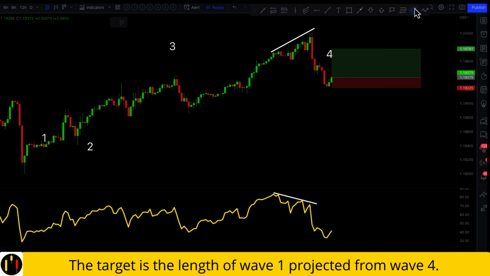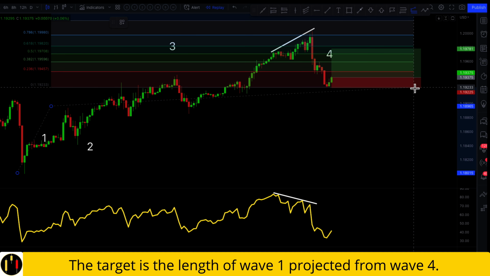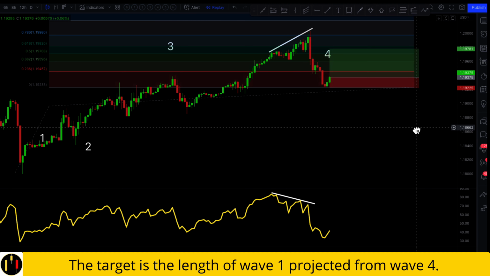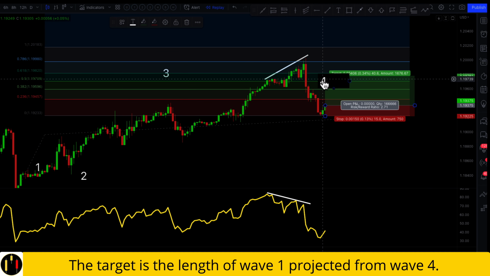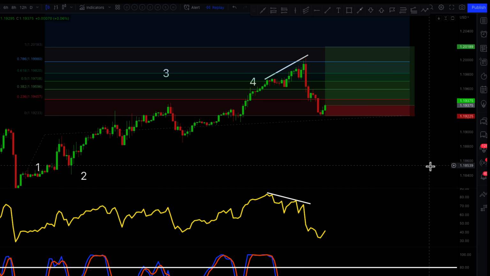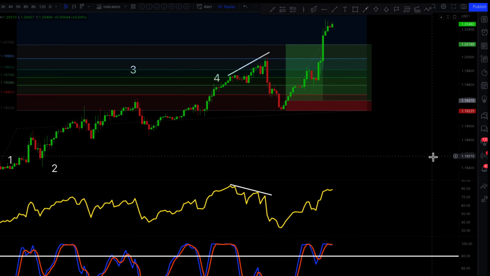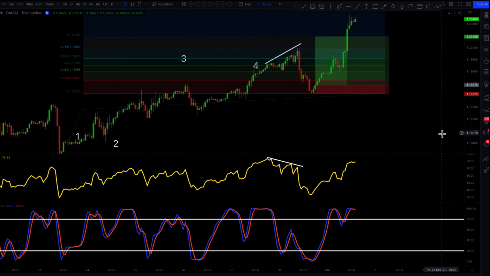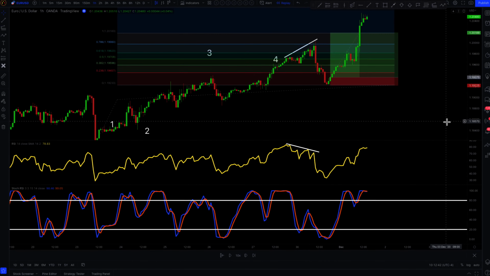Then we are going to draw a Fibonacci projection of the first wave and project it to the bottom of the fourth wave. We are going to set our profit target at the 1-to-1 projection of wave 1 for a 5.43 risk versus reward. And we can see example 1 crushes the profit target.